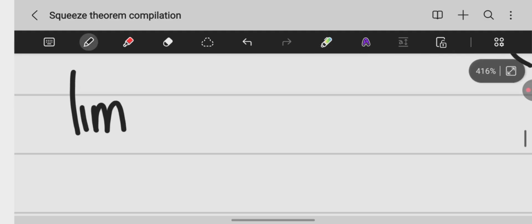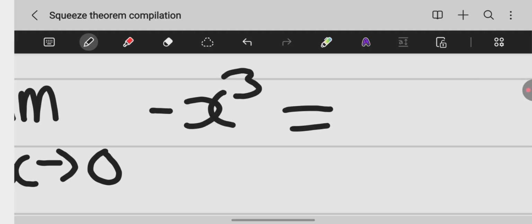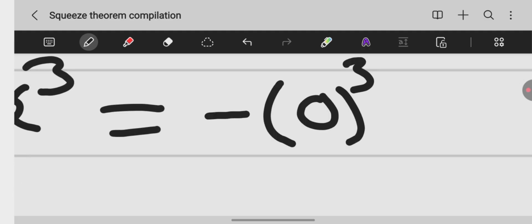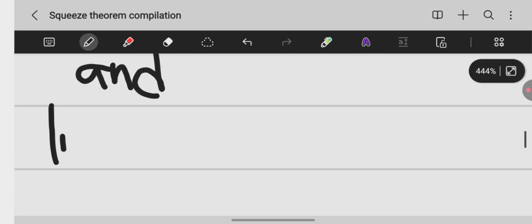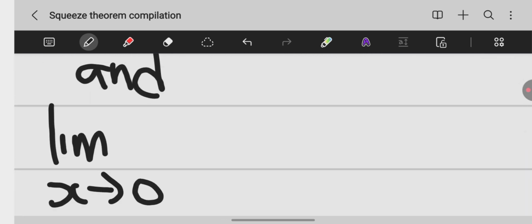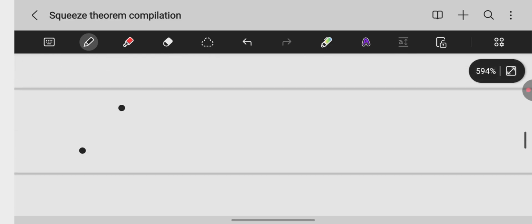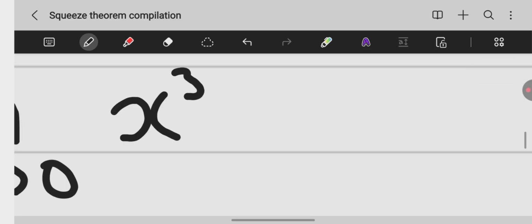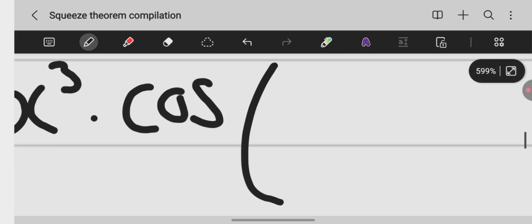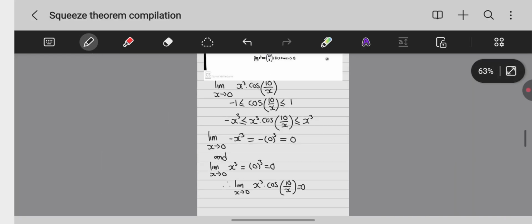So the limit as x approaches 0 of negative x cubed would be equal to negative 0 cubed, which is 0, right? And the limit as x approaches 0 of x cubed would be 0 cubed, which is 0. And so by default, the limit as x approaches 0 of x cubed multiplied by cosine 10 over x is equal to 0 as well. And that's how you would answer that 3 marks question.